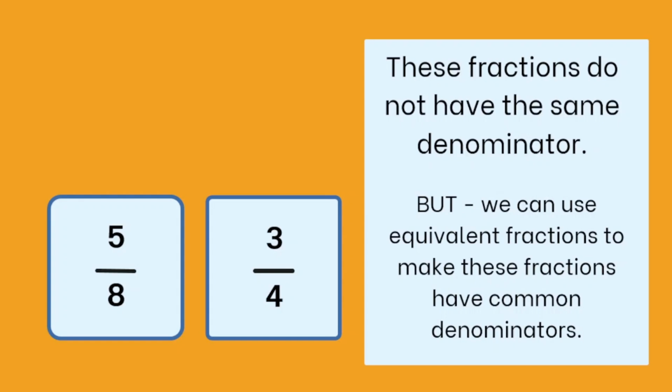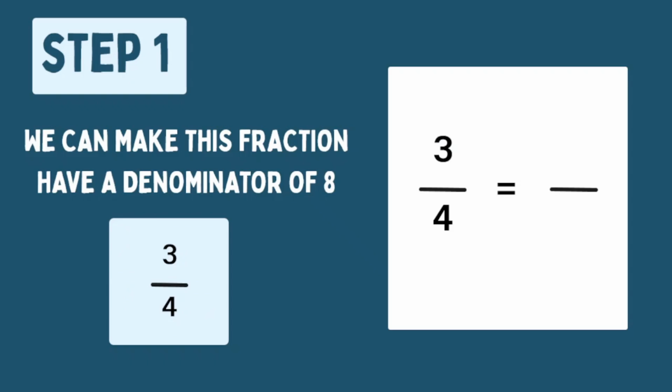Since the first one is 5 over 8 and the second one is 3 over 4, we look at the denominators. The denominators are 8 and 4. So we're going to consider the bigger one and change the smaller one to the same denominator as the bigger one. In that case, we're going to make 3 over 4 have a denominator of what? 8. So we are looking for a number that we can multiply by 4 that will give us what? 8. That's what we're talking about.